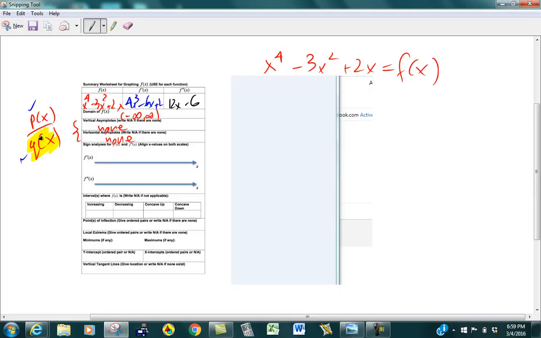So what is the sign analysis for f prime and f double prime? Okay, so what does this mean? This really means that he wants you to take 4x cubed minus 6x plus 2 and set it equal to 0. So let's do the first derivative first. If I divide by 2, I get 2x cubed minus 3x plus 1 equals 0.